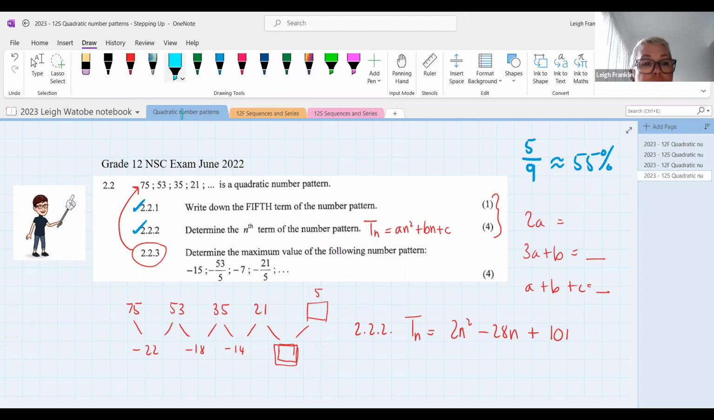Compare the first term of the old pattern with the first term of the new pattern. How would 75 become negative 15? What would I do to negative 75 to make it? Do we find the constant difference? No, Boitumelo. So we're making a comparison. Compare the first term of the old pattern with the first term of the new pattern. Compare the second term of the old pattern with the second term of the new pattern. What are we doing? I think you guys have cottoned on to it now.